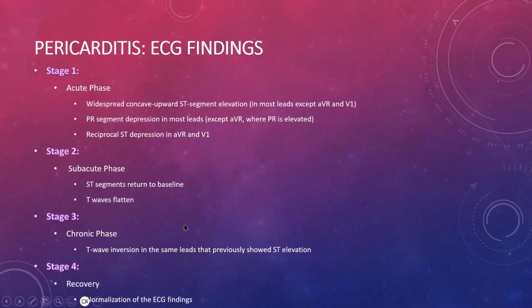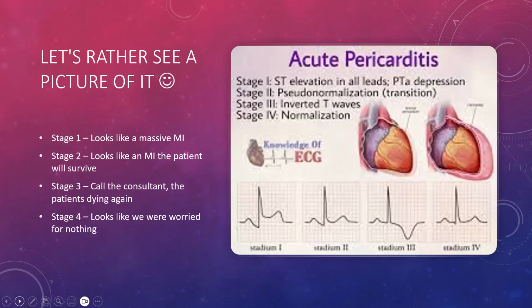Okay, so the reason why you have all of these phases happening is that you have this inflammation taking place in the pericardium, and what it's doing is that it's actually affecting the epicardium, and it's also affecting the atrial myocardium. That's the basics of why you get this PR segment depression and why you get the ST elevation. And as the inflammation decreases and changes, and as the myocardium and epicardium start to recover, then you see all of these things.